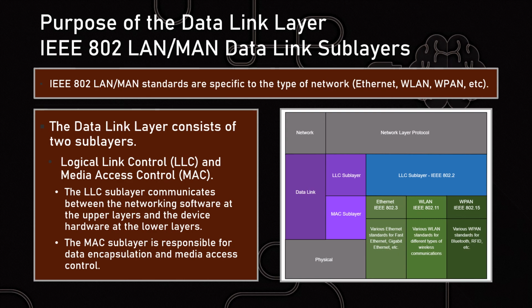The LLC is going to communicate between networking software at the upper layers and device hardware at the lower layers. The MAC sublayer is responsible for data encapsulation and dealing with media access control, of course, with the MAC address. So we can see here in the graphic to the right that we see layer 3 above, layer 1 below, and then the interaction between the LLC and the MAC. The LLC sublayer has its own 802.2 standard according to the IEEE, and that is what deals with interfacing with layer 3. And then the three I just discussed for the MAC sublayer: Ethernet 802.3, WLAN 802.11, and WPAN 802.15.